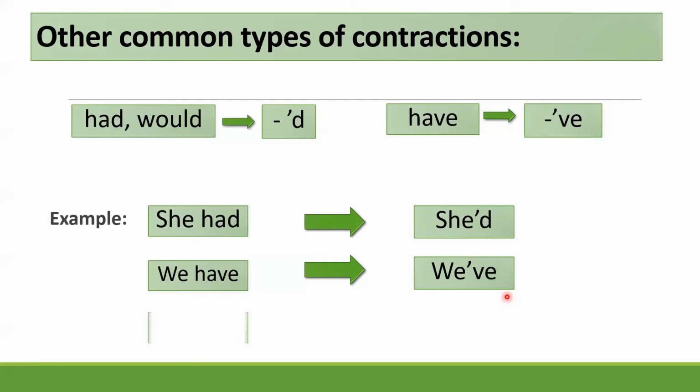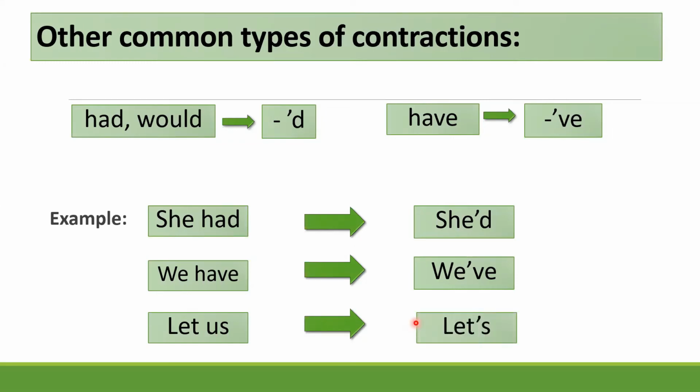Okay, we also have another example. Let us. You just have to replace letter U with apostrophe. So it will become let's. Okay, let's. So these are the other common types of contractions.